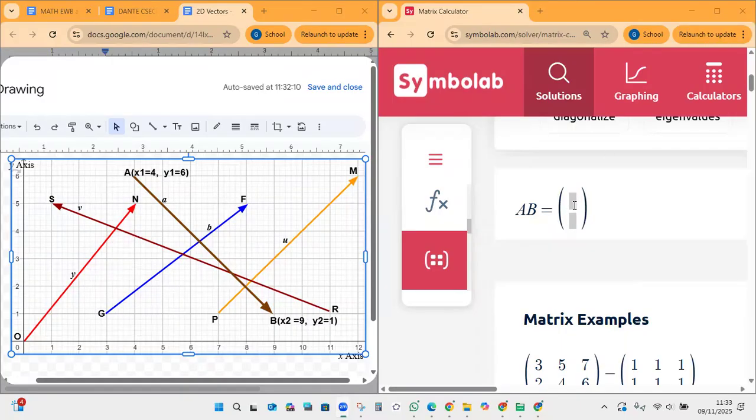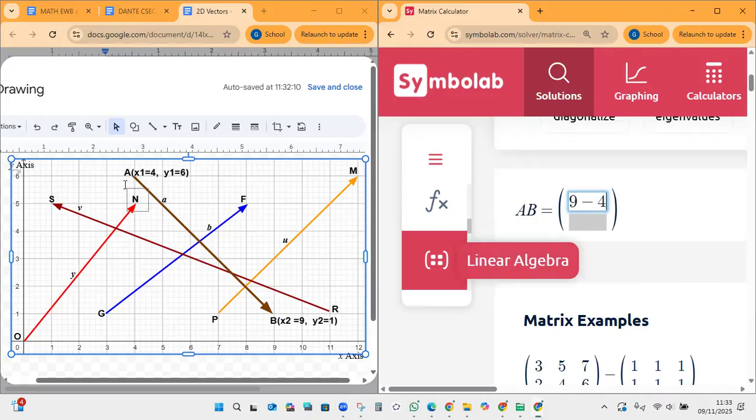Here we're going to use Symbolab to facilitate typing and manipulating the matrix, because the component form of a vector is a column matrix, 2 rows and 1 column. We start with the x and then the y. So x2 minus x1 is 9 subtract 4. Bear in mind, the vector has to move 5 units towards the right, so we're going to get a positive number.